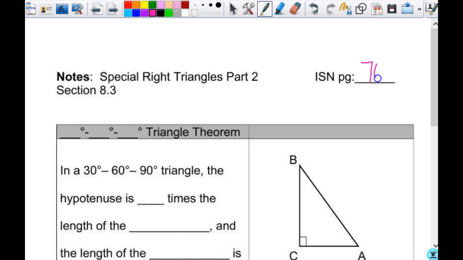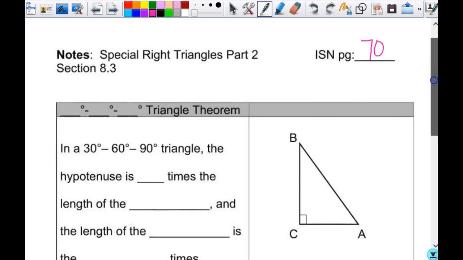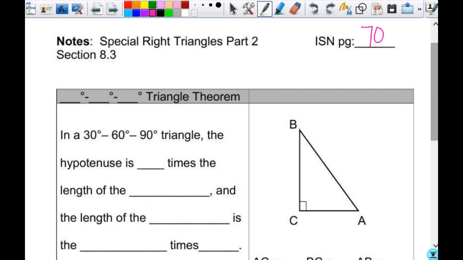All right, let's go on page 70 when we are done. So yesterday we talked about one special right triangle. There are two of them. So today we're going to look at the second one.